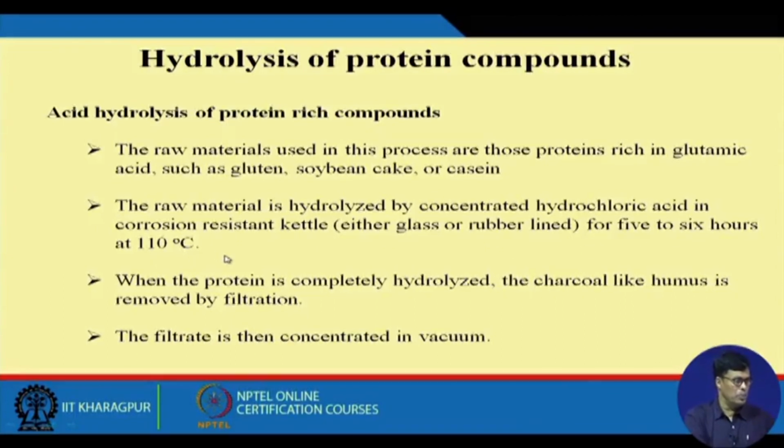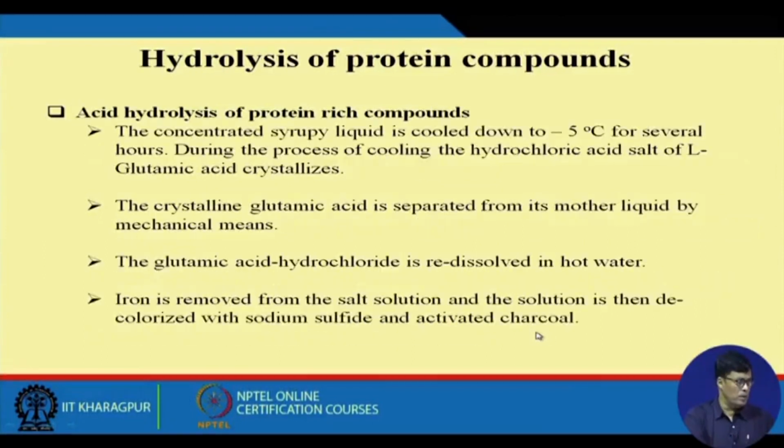for 5 to 6 hours at 110 degrees centigrade. So, if we heat it in presence of this hydrochloric acid, then the gluten, soybean cake and casein get hydrolyzed, and when the protein is completely hydrolyzed, charcoal like humus is removed by filtration, and then the filtrate is concentrated in vacuum. By vacuum evaporation we can concentrate the filtrate.